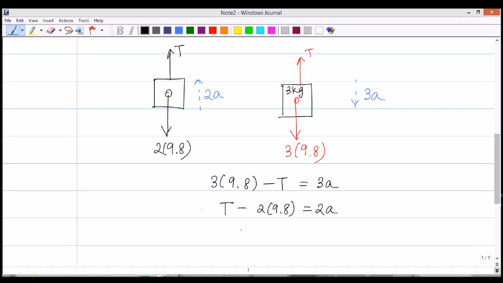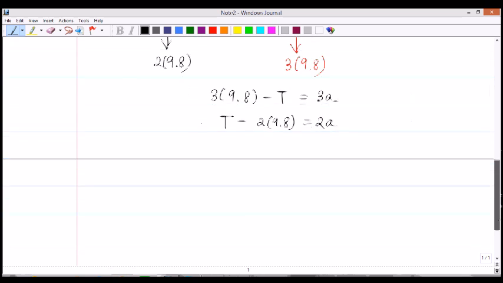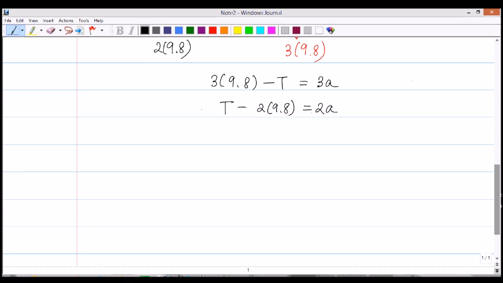Alright, so we're done with an important part in the problem. We can now solve these two equations for the acceleration. If you notice, there's a negative T in one equation and a positive T in the other. When you have equations set up that way, in order to eliminate tension, all you need to do is add up the two equations. So I'm going to add these up.